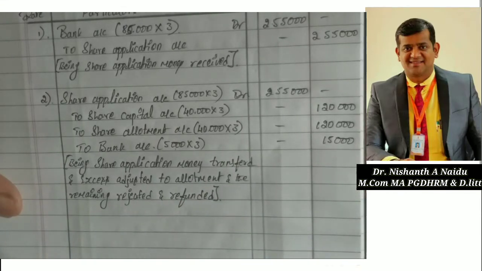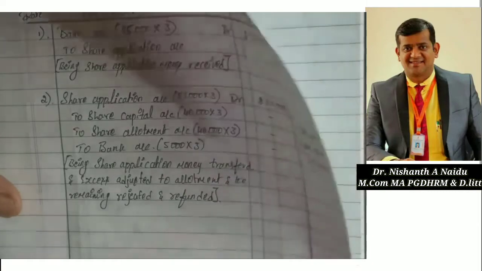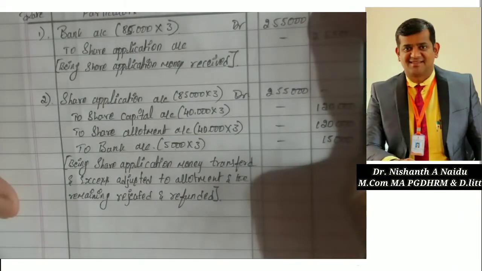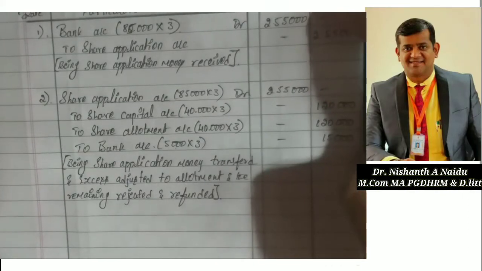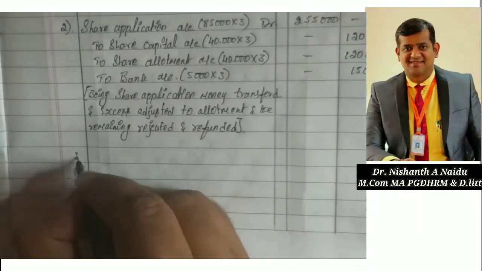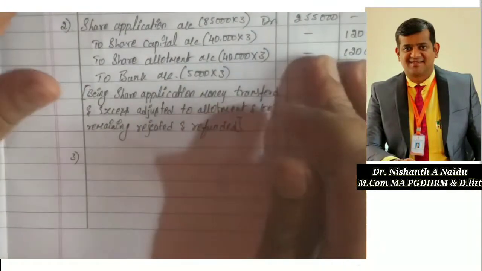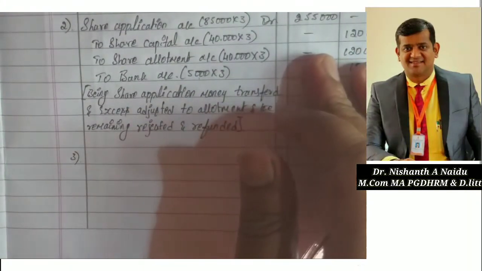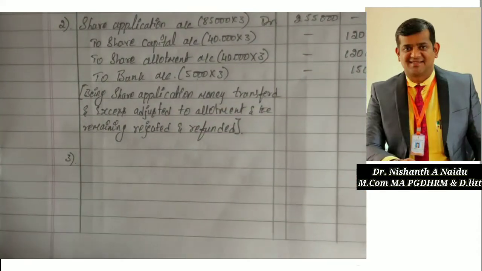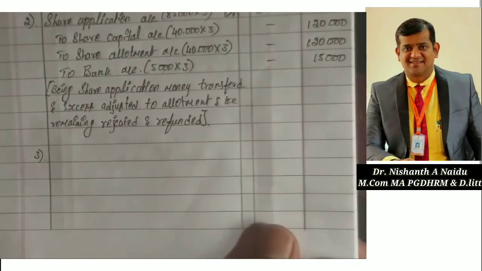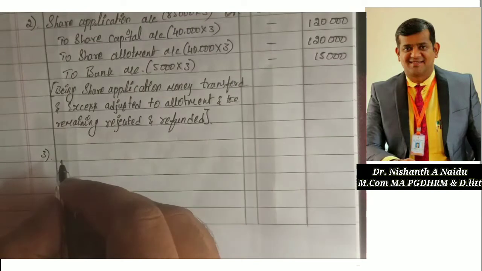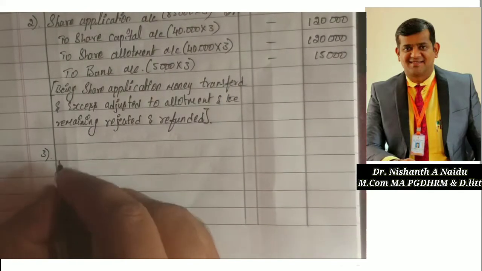Okay, rejected and refunded. So this is the transfer journal entry of share application account. Now we are going to the third entry. Okay, so we are going to pass the third journal entry. Clear? So the third journal entry is for what? The third journal entry is about allotment money due. So let us pass the journal entry for allotment money due. So write down. So what is the entry?